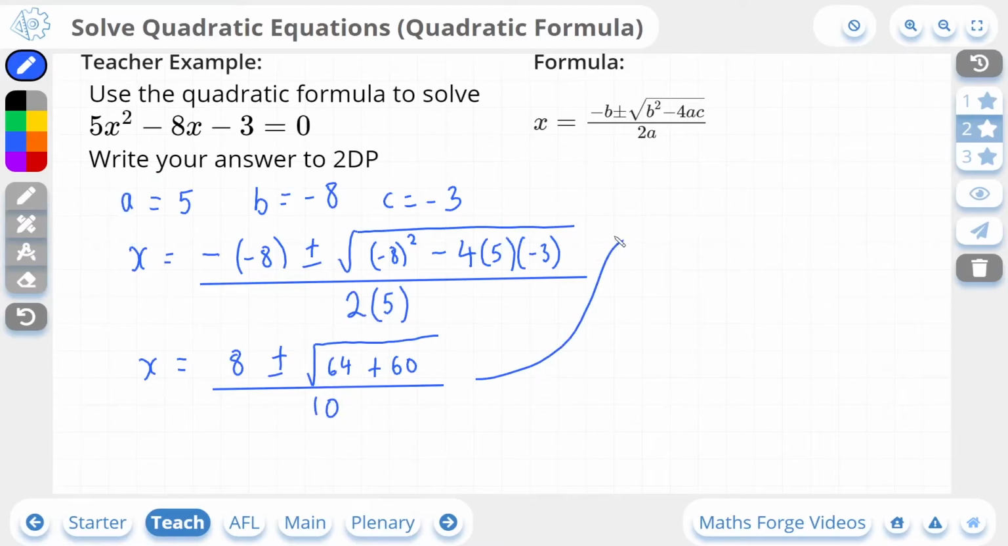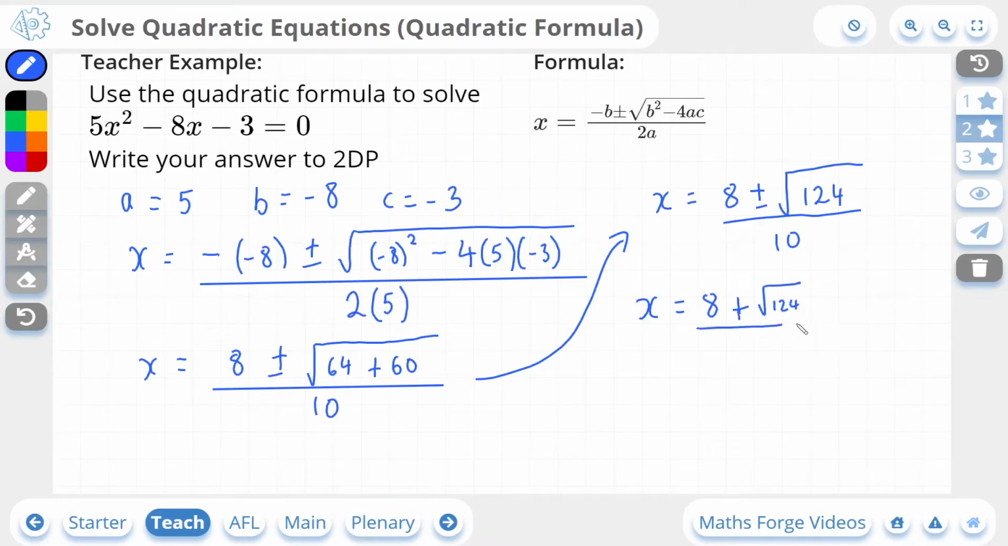So now we can go ahead and simplify this further once more. This is going to give us x is equal to 8 plus or minus the square root of 64 plus 60, which is 124, all divided by 10. At this stage, we can separate the equation into 2 equations, one with a plus and one with a minus, and it's going to look like this. X is equal to 8 plus the square root of 124 over 10, and x is equal to 8 minus the square root of 124 over 10.